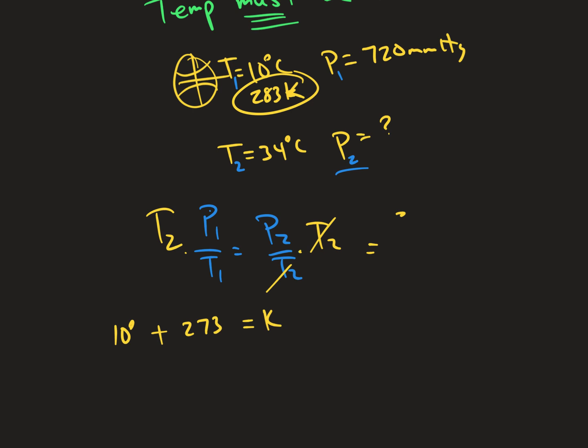And then 34 is going to be 273 plus 34. That's 307. Did I do that right in my head? 34 plus 273. Okay, 307. 307? And I didn't add the 0.15.